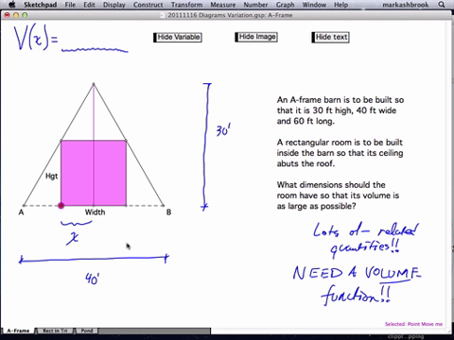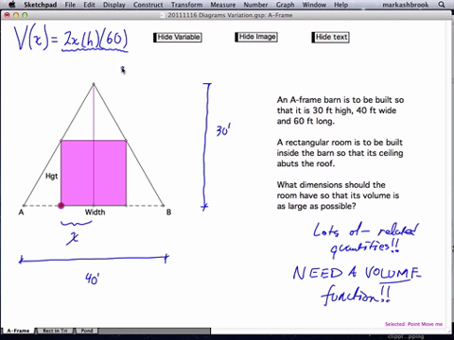Okay, so let's just start really generally here. What will a general formula for that volume be? 2x times 60 times... Yeah, width times height times length, right? So it'll be 2x times height times 60. So what's the problem with that? What's the problem with this function if we need to optimize it?